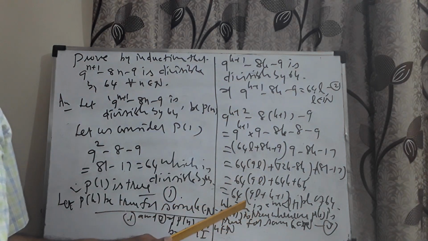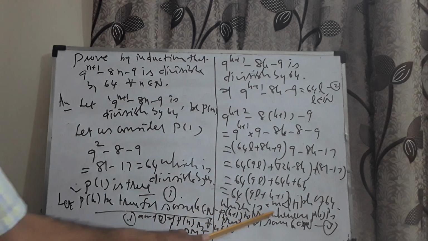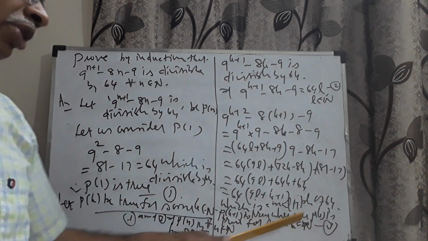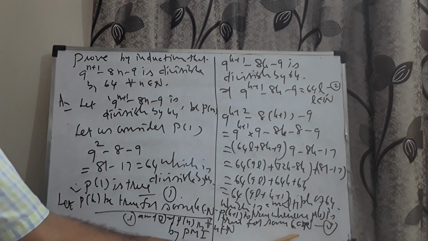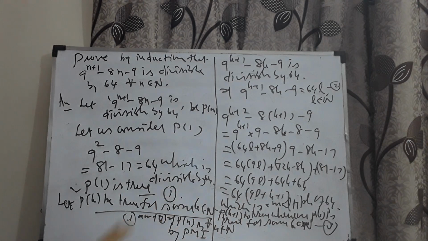Take down and write. P of k plus 1 is true whenever P of k is true for some k element of N. Name this as 3. 1 tells you P of 1 is true. 3 tells you it's true for k plus 1 whenever it is true for k. 1 and 3 will tell you it's true for every natural number n by PMI. Every natural number n by PMI means principle of mathematical induction. Rest we'll discuss in the next video.